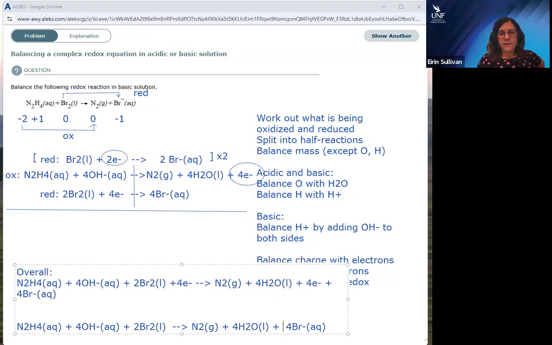Okay, so that is in basic solution, and we can verify that because we've got excess hydroxide on one side of the reaction.